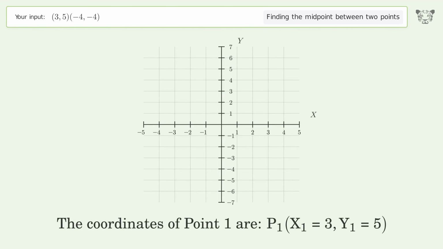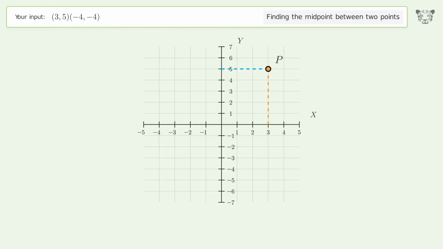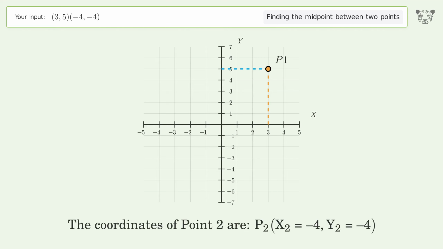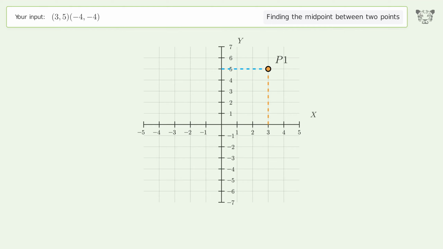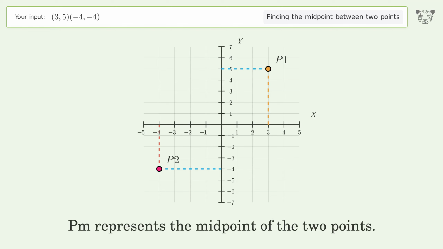The coordinates of point 1 are, x1 equals 3, y1 equals 5. The coordinates of point 2 are, x2 equals negative 4, y2 equals negative 4. PM represents the midpoint of the 2 points.